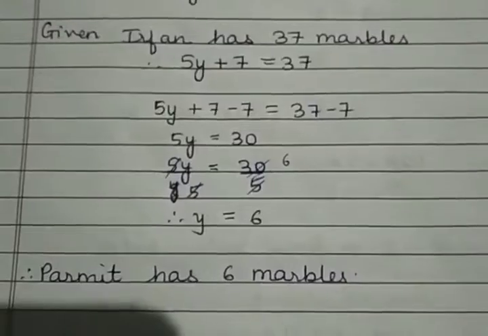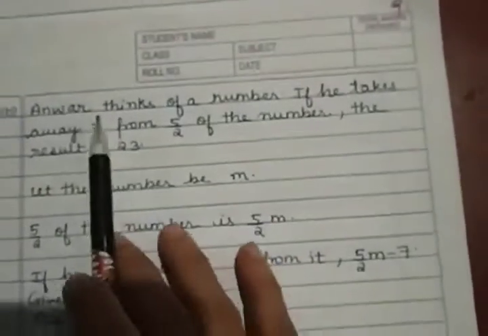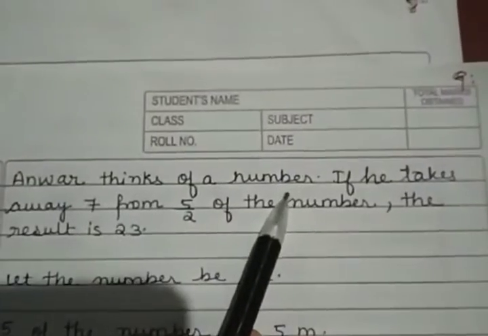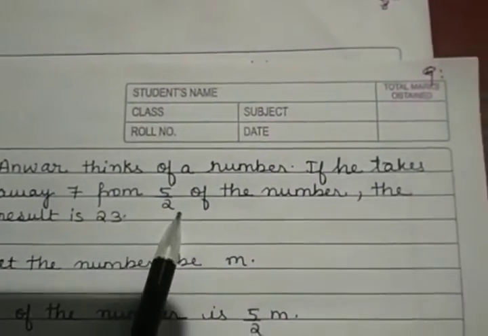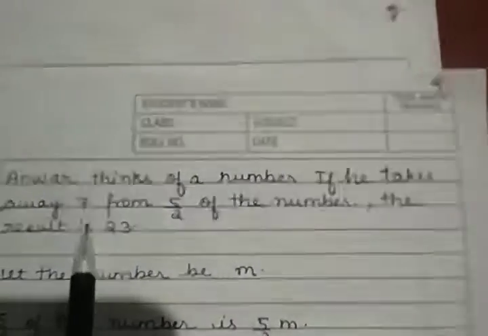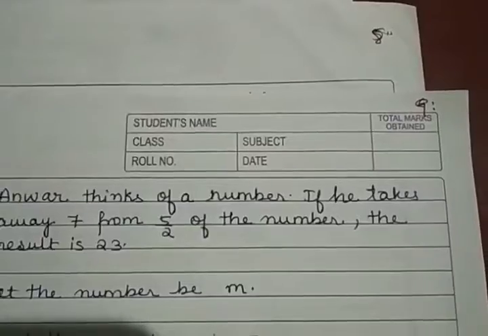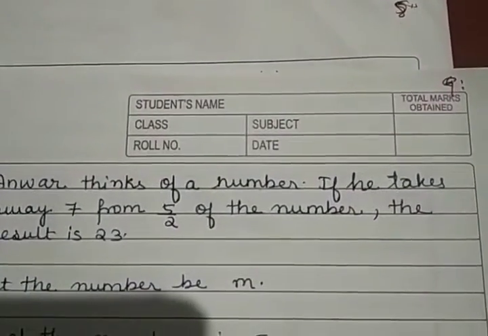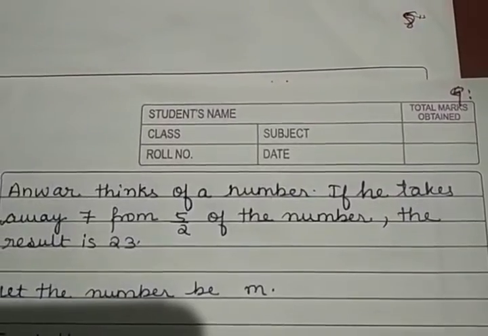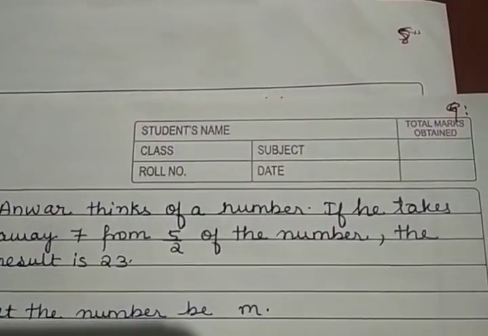Now let us see another example. Anwar thinks of a number. If he takes away 7 from 5 upon 2 of the number, the result is 23. Okay, so he thinks of a number and he says if he takes away 7 from 5 by 2 of this number, then the answer that he gets is 23. You have to find the number.